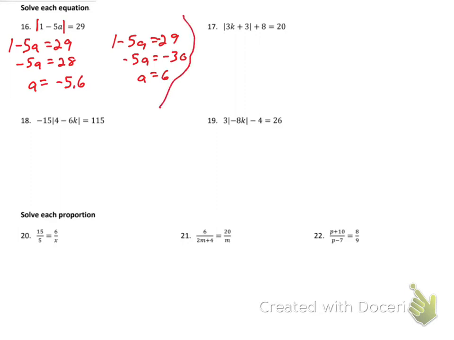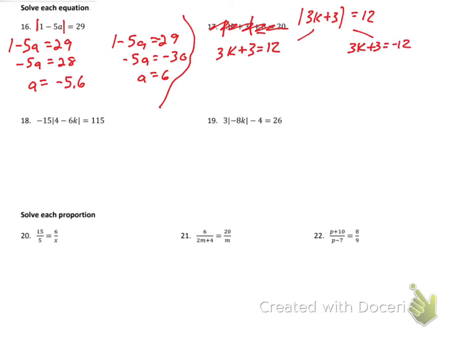All right, same thing over here. Here's the thing though, we need to get rid of this because we only want the ones that have the absolute value. So I'm going to minus the 8, so I'll have absolute value bar 3k plus 3, and that's going to be equal to 12. So then I set my two equations. So don't worry about this anymore. I have 3k plus 3 is equal to 12, and then 3k plus 3 is equal to negative 12. And then we just solve from there.